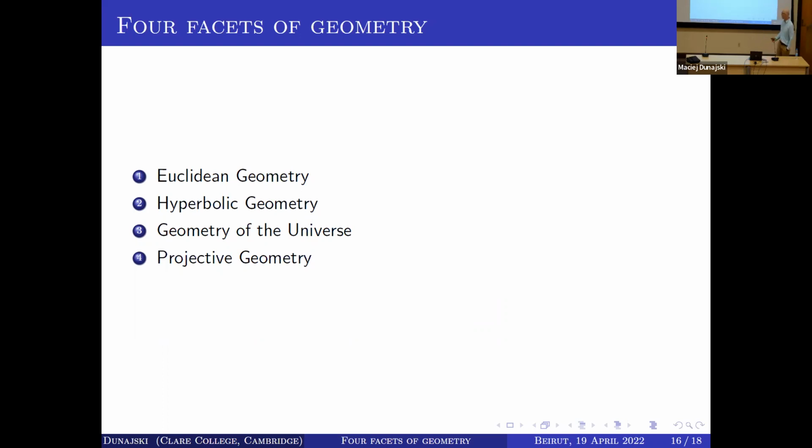Then geometry of the universe, where you study curvature of different regions of space-time. And finally, projective geometry, where barely anything carries over from Euclidean geometry, and that you can axiomatize. So I was vague about all 4 of these.